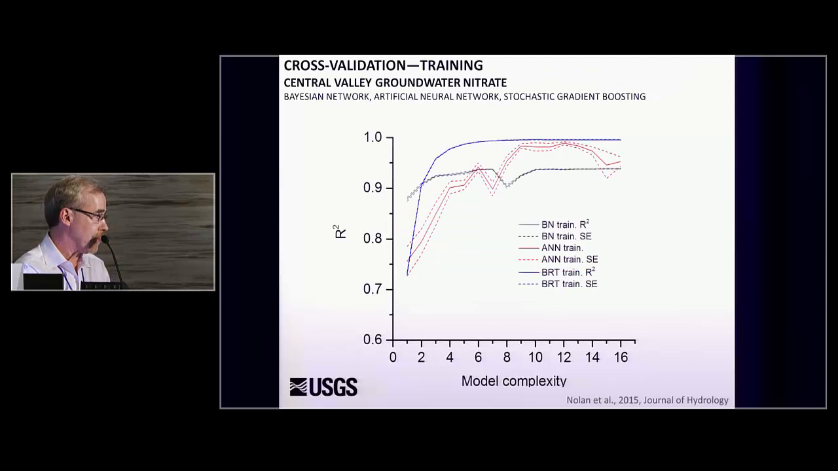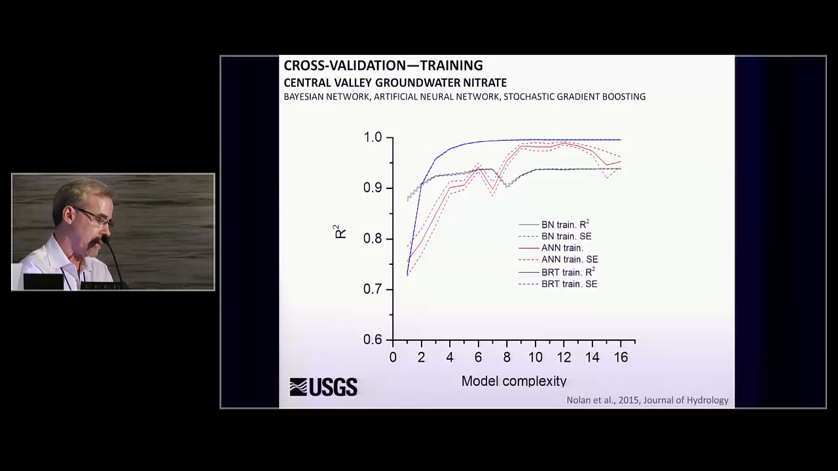So how does this work with real data? Again, this is a Central Valley groundwater nitrate data set, and in this particular paper, there were 3 methods being compared: Bayesian networks, artificial neural network, and the boosted regression trees. And this is the training part of the cross-validation. As I said earlier, you can take these r squareds up to 1, and it looks great, but it doesn't really do you that much good in terms of testing performance. We also see that the boosted model tended to outperform the neural network and the Bayesian network methods for this particular data set.